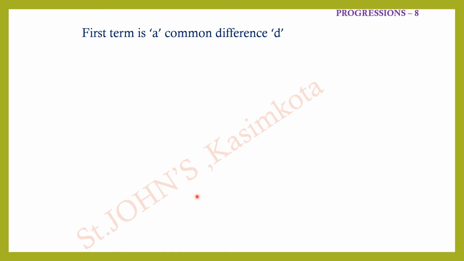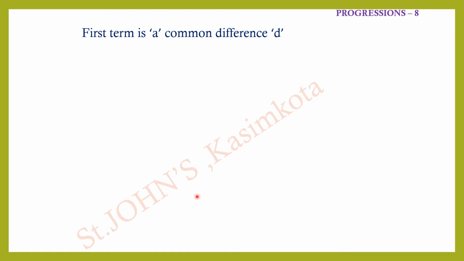a, a plus d, a plus 2d, a plus 3d, a plus 4d, and so on, up to a plus (n minus 1) into d. That's the last term. Suppose 100 is the last term out of the sum of the first 100 natural numbers. Before 100 is 99, before that 98. In the same way, in the arithmetic progression, the last term is a plus (n minus 1) into d.